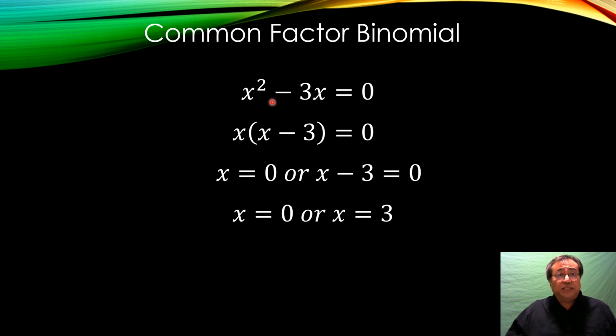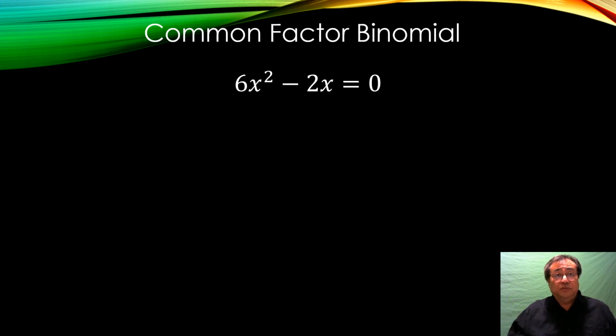So if I plug 0 into this expression, 0 squared minus 3 times 0, right? 3 times 0 is 0. 0 minus 0 is 0. So that's it. Plug 3 in there. 3 squared is 9 minus 3 times 3 is 9. 9 minus 9 is 0. That's it. So these two are the answers to the original quadratic.